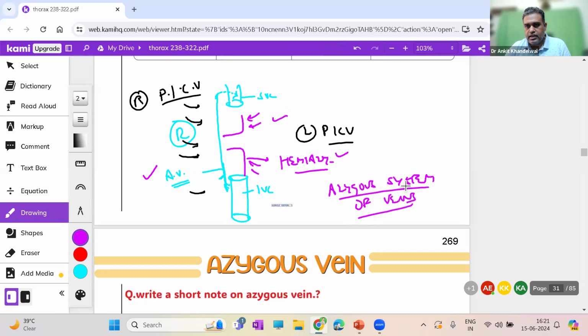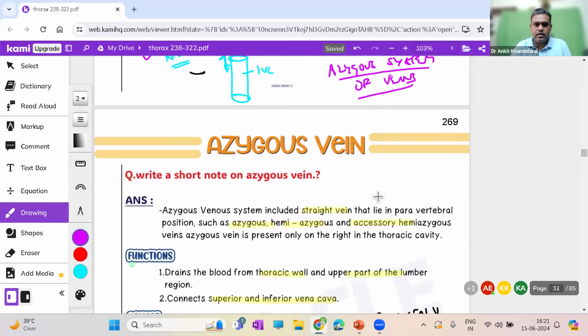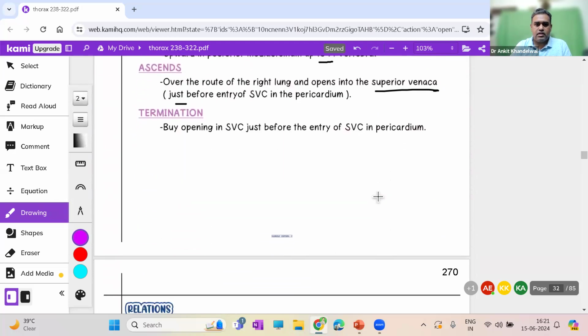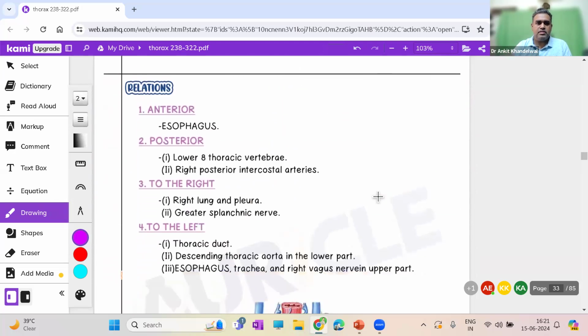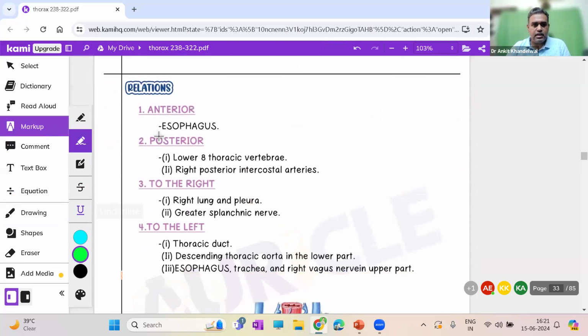Do remember this. And that is found where? Posteriorly. It is in the posterior part of the thoracic cavity. This is where you are going to find it. Okay, so it ascends and finally terminates into the SVC. The relations might be asked sometimes.